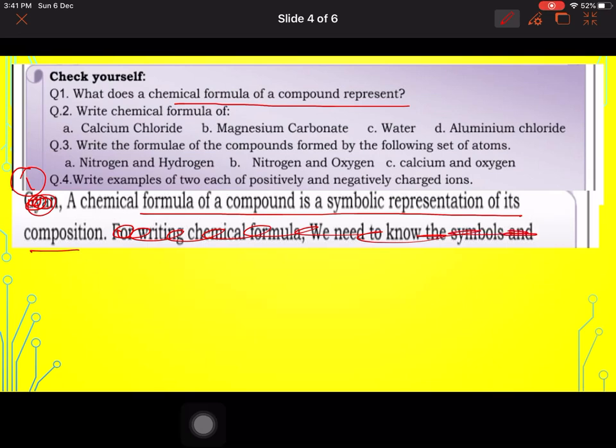Write the chemical formula of calcium chloride, answer 2. So calcium is Ca and chlorine is Cl. Calcium is 2 and chlorine is 1. When we crisscross these, it becomes CaCl2.